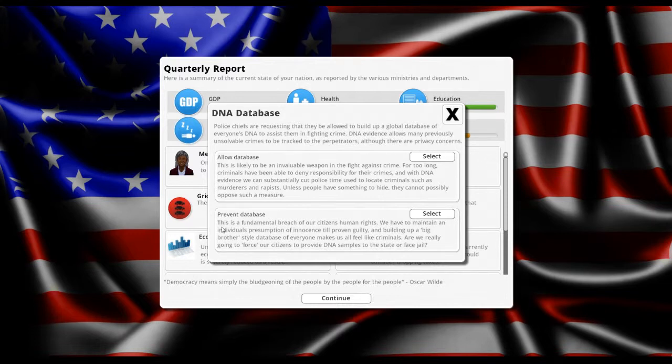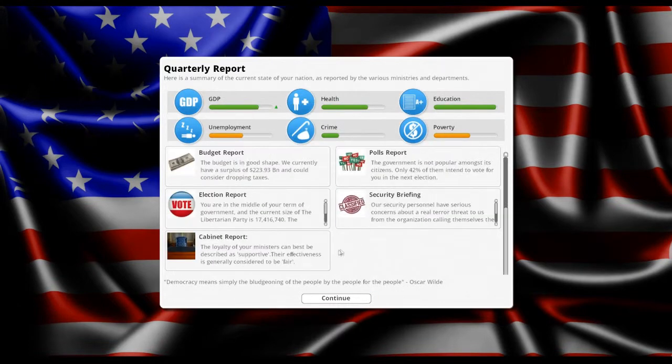I'm going to say prevent it. There's a fundamental breach of our citizens' rights. We have to maintain an individual's presumption of innocence till proven guilty, and building up a Big Brother-style database of everyone makes us all feel like criminals. Are we really going to force our citizens to provide DNA samples to the state or face jail? Yeah, we're not going to do that. That's against the Fourth Amendment, I think.